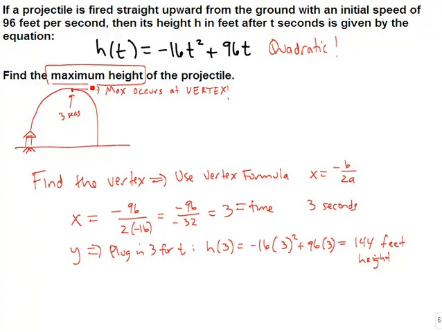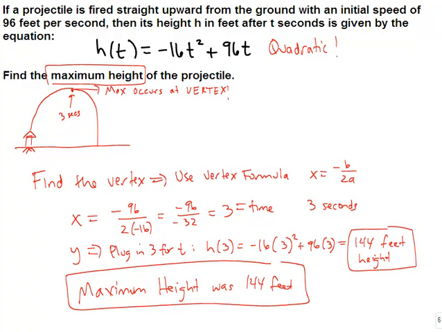Well, if they are asking for the maximum height, then the only answer you need to give is that 144 feet. So the maximum height was 144 feet. So in these application problems, these word problems where you're trying to find a maximum or a minimum, all you have to do is find the vertex using the vertex formula, find your x and find your y.